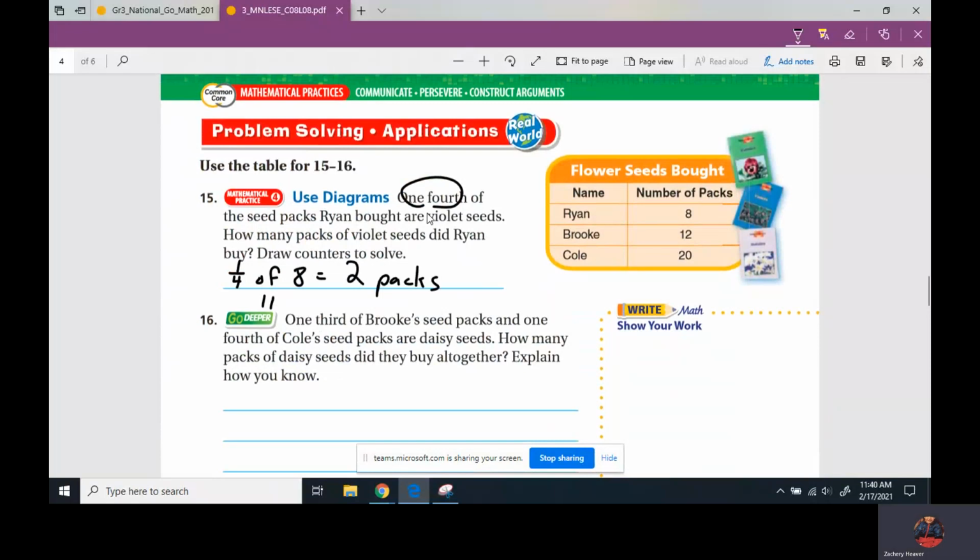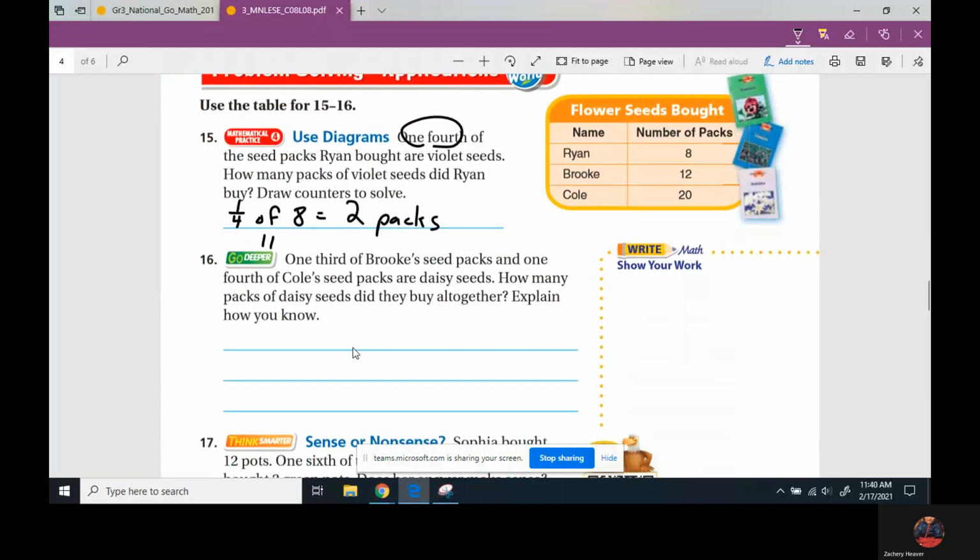Okay, 2 packs. And if you want to show our work like this, we look. We have 8 packs and we're looking for 4. So I'm going to draw in 4s. 1, 2, 3, 4, 5, 6, 7, 8. So we're using 4 of 8, and there's 2 packs. So I got to have 2 groups.